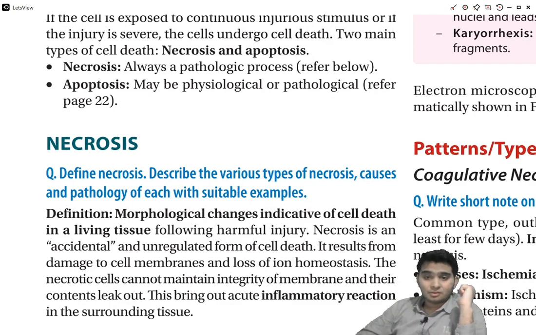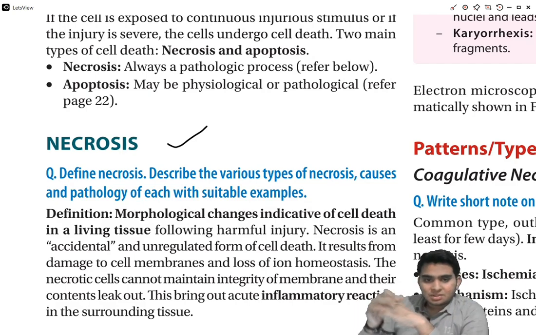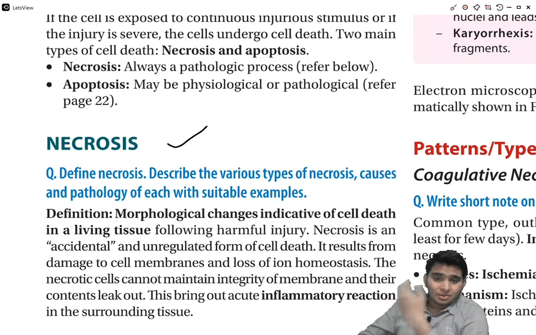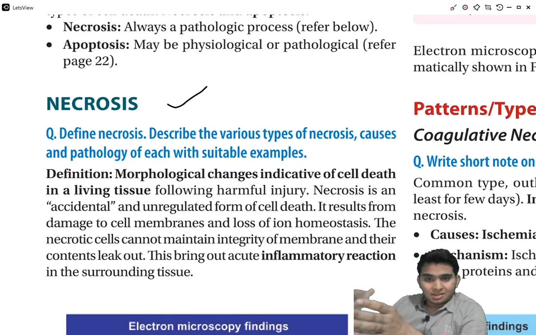Hello friends, in this video we are going to talk about necrosis. It is an irreversible cell injury. Basically, necrosis is a morphological change which is indicative of cell death in a living tissue following harmful injury. Necrosis results from the degradative action of enzymes on the irreversibly injured cell. It brings out an acute inflammatory reaction in the surrounding tissue.